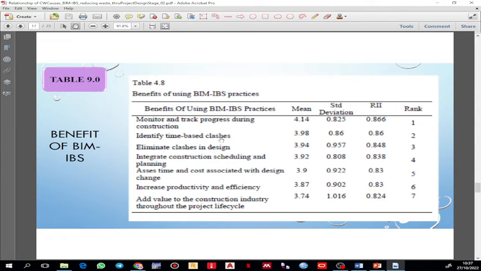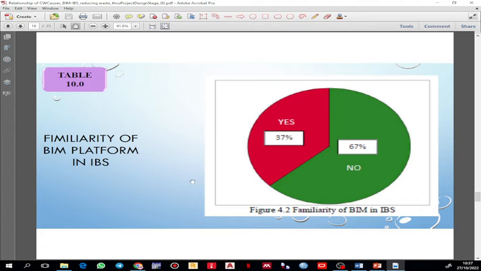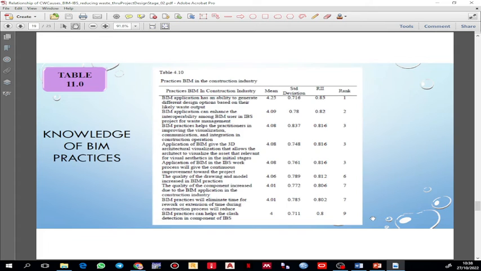Benefits of using BIM and IBS together: we can monitor and track progress during construction, identify time-based clashes, eliminate clashes in design, integrate construction schedule and planning, and assess time and costs associated with design change. Based on respondent familiarity with the BIM platform in IBS, 37% say yes, they are familiar with that, and 7% say no, they are not familiar with BIM in IBS.